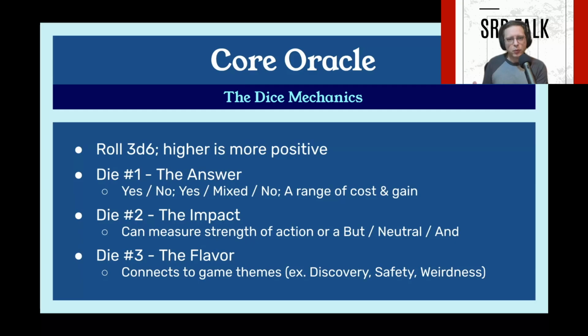The second die would instead be focusing primarily on the impact of the action that is occurring because of the question. So we could use this to measure the strength of an action.